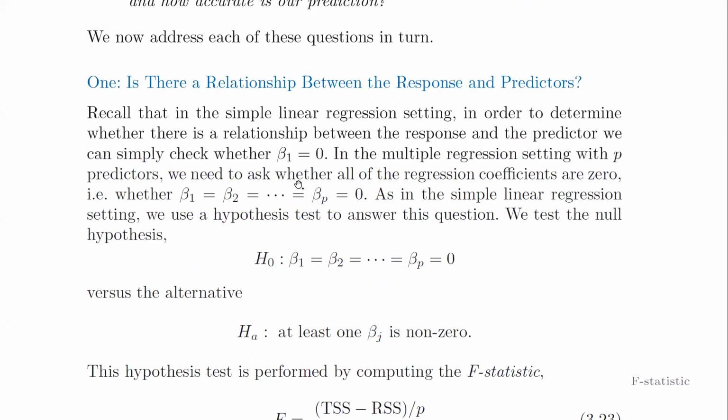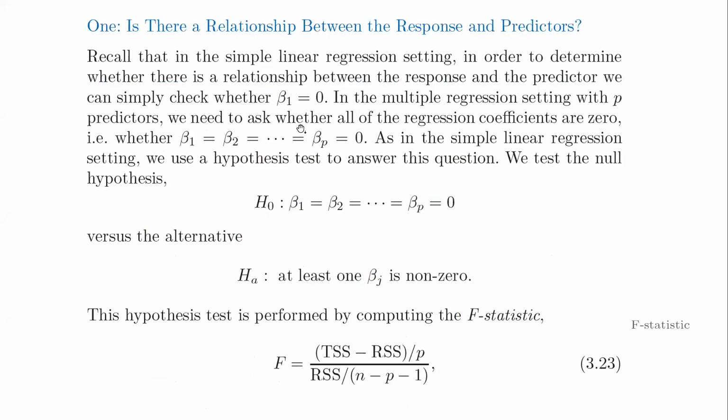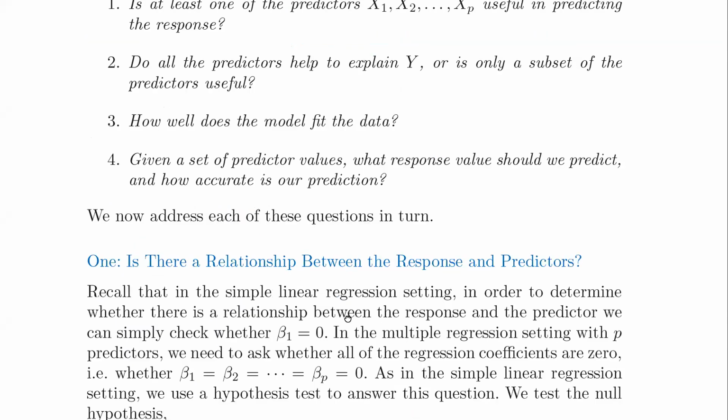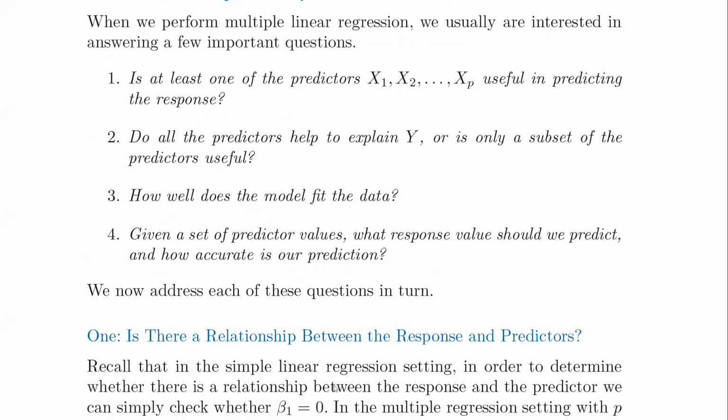We're going to continue where we left off yesterday, and we're looking at these 4 basic questions in any multiple linear regression model. Let's do the questions again, and the questions are: is at least one of the predictors x1 to xp useful in predicting the response?